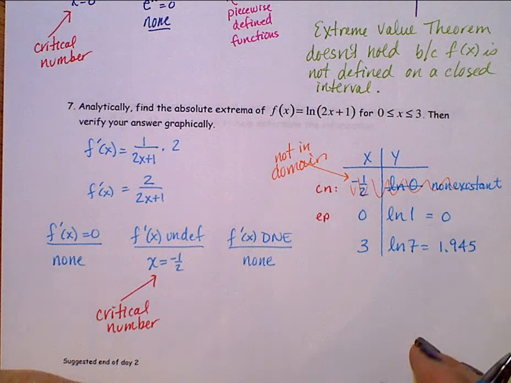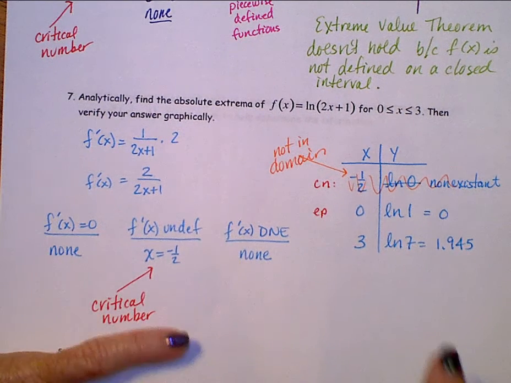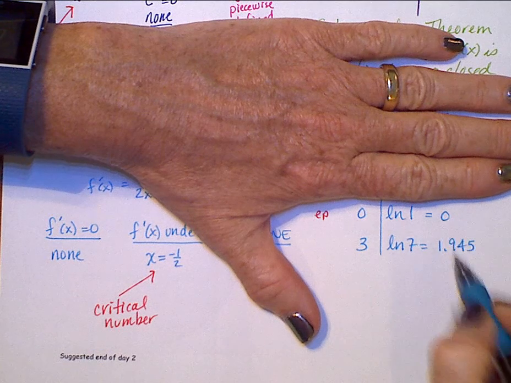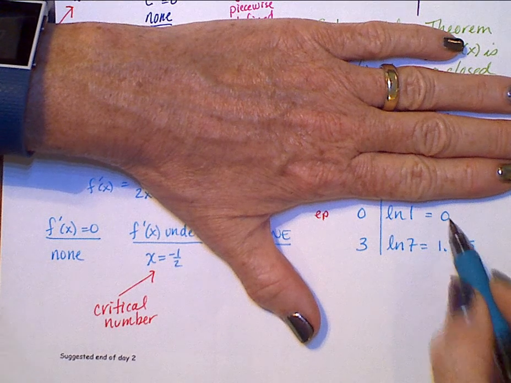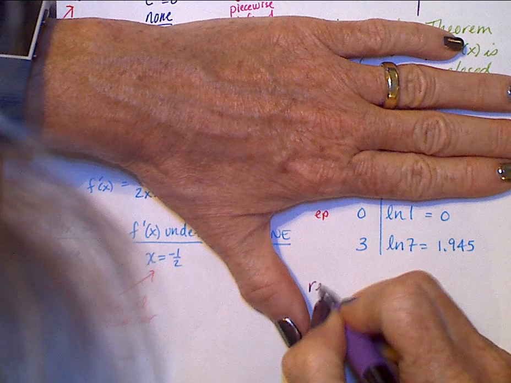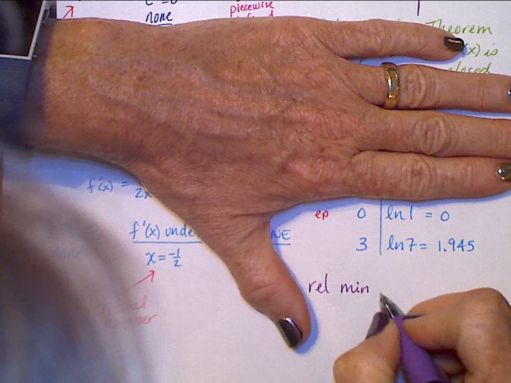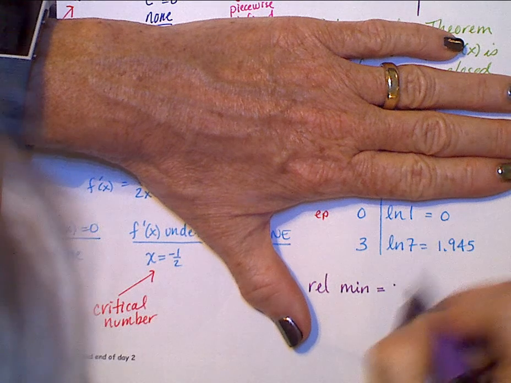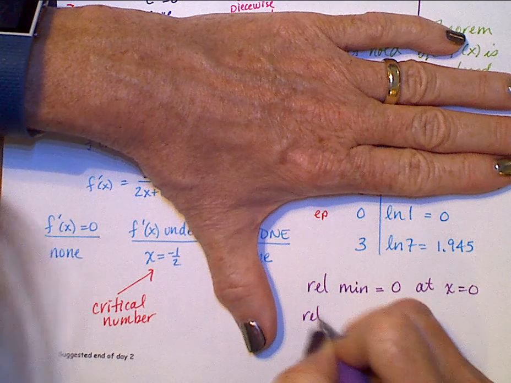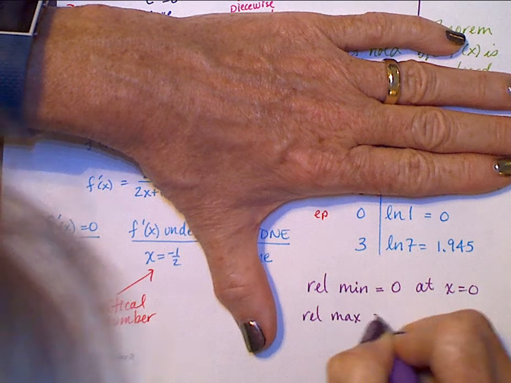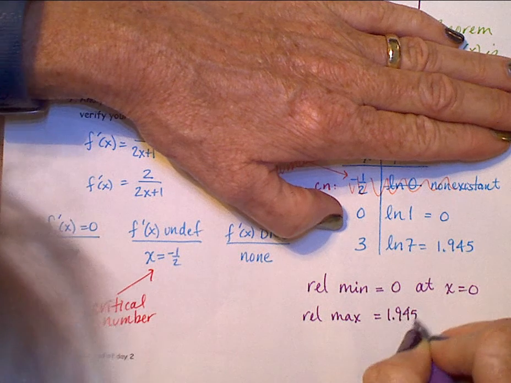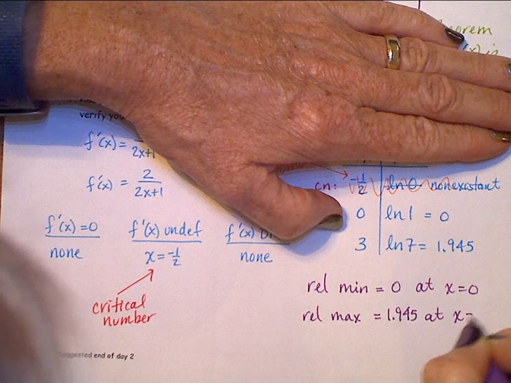All right, so what are we seeing here? All we really have is that. So 0 is smaller, so that's a relative minimum. There is a relative minimum, and that relative minimum is 0 at x equals 0. The relative maximum is a y value, and that relative max is 1.945, and it occurs at x equals 3.